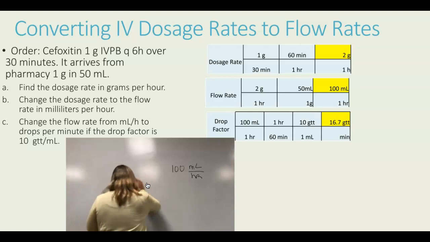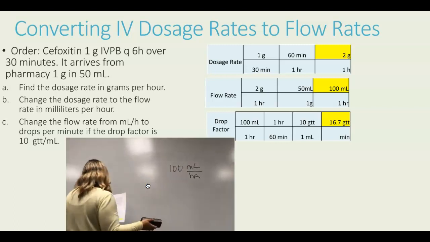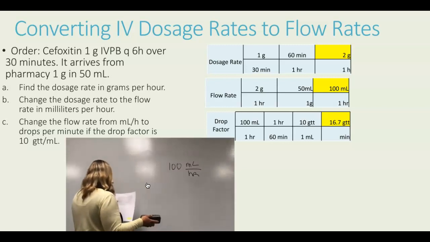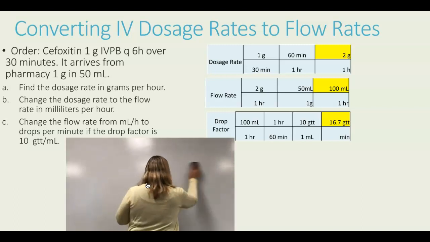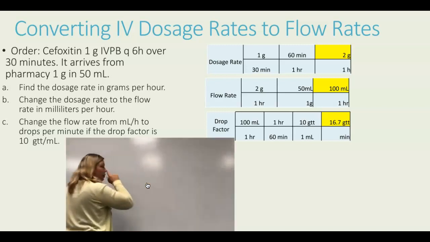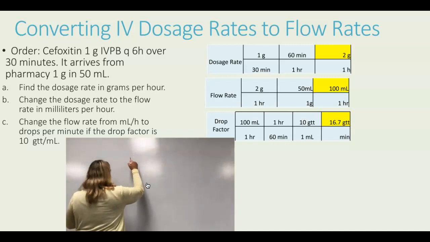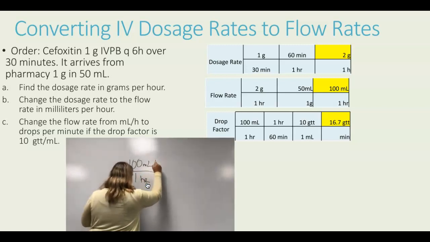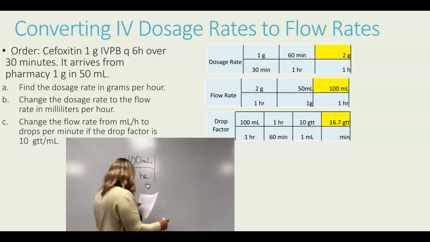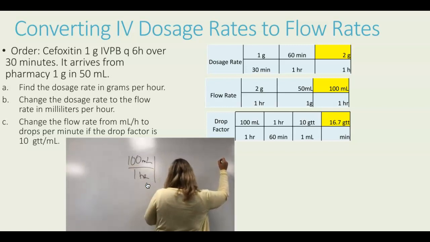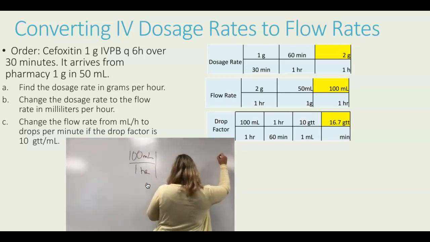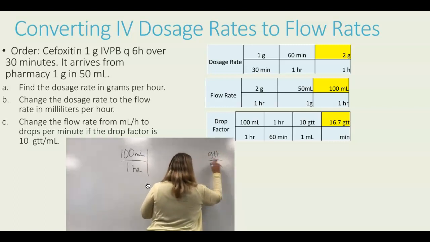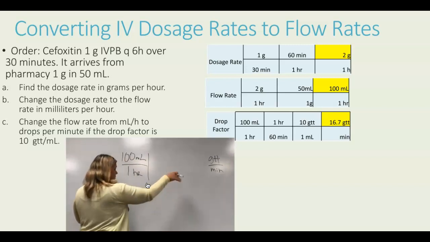Part 3 of our problem asks us to change the flow rate in milliliters per hour to drops per minute if the drop factor is 10 drops per milliliter. So I'm going to take this information and build off of that. We're just breaking down some of these problems that we'll be doing. We've got 100 milliliters in 1 hour. We just solved that. Now it wants us to solve for drops per minute. So I'm solving for that. This is what I have, and that's what I have to get to.